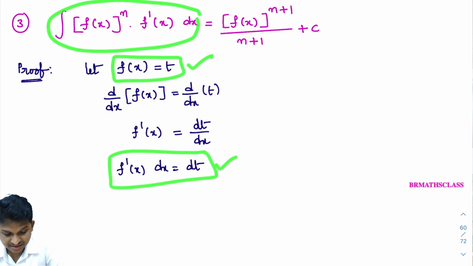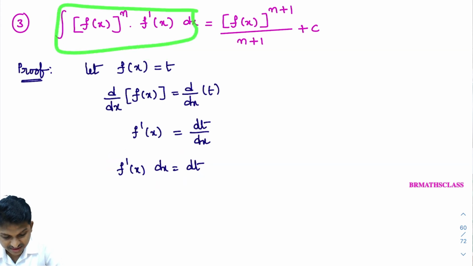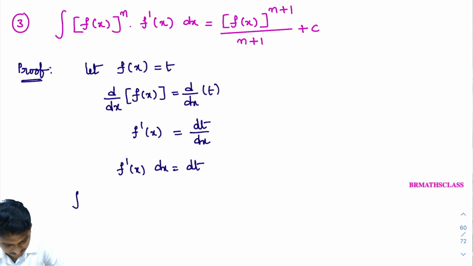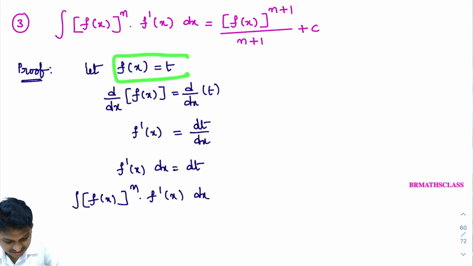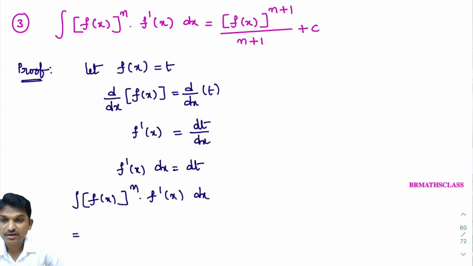Okay, so first I'll take this part. Take integral of f of x whole power n into f dash of x dx. This is the given information, right? Now I need to prove this one. Now what I said, both I'll substitute in the question. That equal to integral of f of x. Look here, f of x. What is f of x? F of x is t.